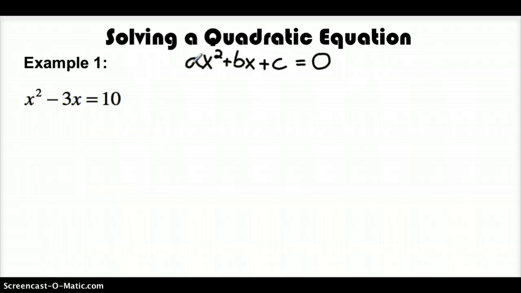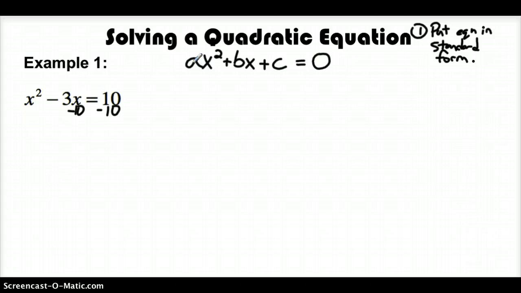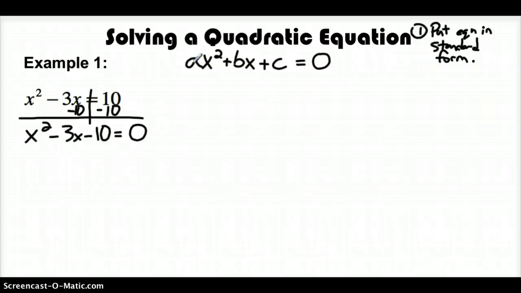And so at this point, the first thing that we want to do is to put our equation in standard form. So if you need to make steps, say: put equation in standard form. Okay, so that's the very first thing we have to do. How I'm going to put this in standard form is I'm going to subtract 10 from both sides, okay, and I'll be left with x squared minus 3x minus 10 equals 0, okay? So again, all I did first was put it in standard form. I basically want everything on one side of the equal sign, and I want 0 on the other side.